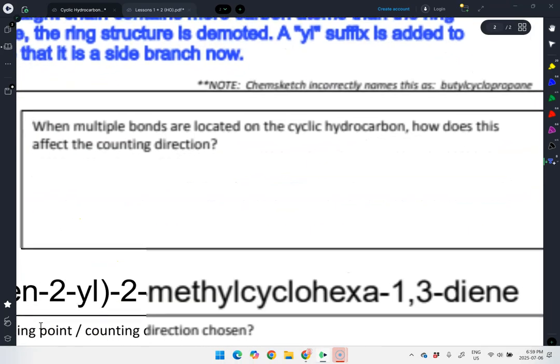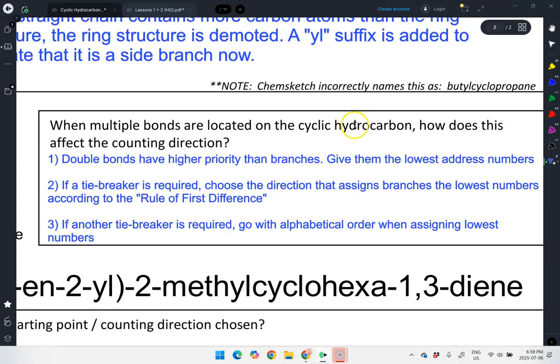So, to summarize, when multiple bonds are located on the cyclic hydrocarbon, how does this affect the counting direction? Double bonds have higher priority than branches, so give them the lowest address numbers. If a tiebreaker is still required, choose the direction that assigns branches the lowest numbers according to the rule of first difference. And if you need another tiebreaker, go with alphabetical order when assigning lowest numbers.